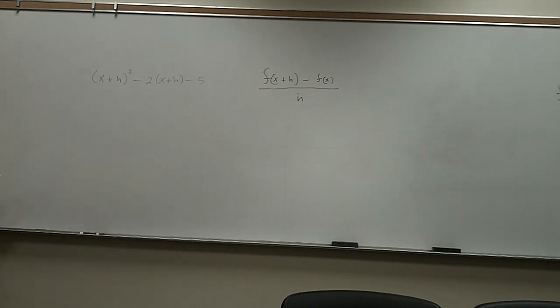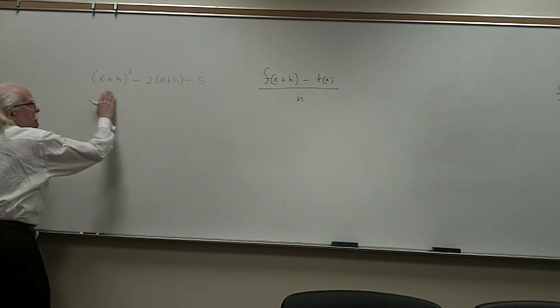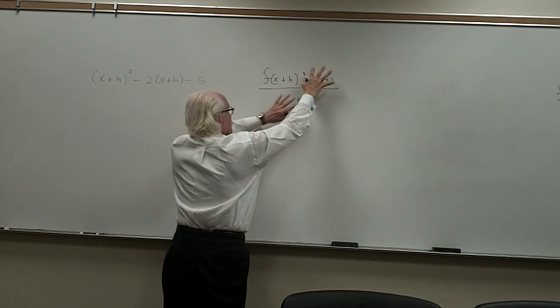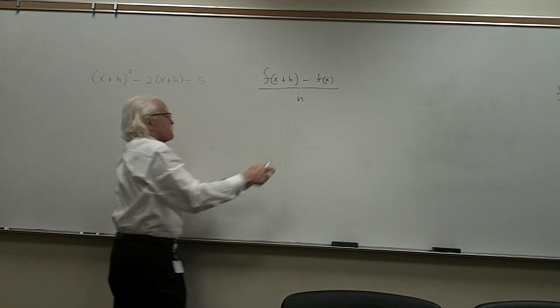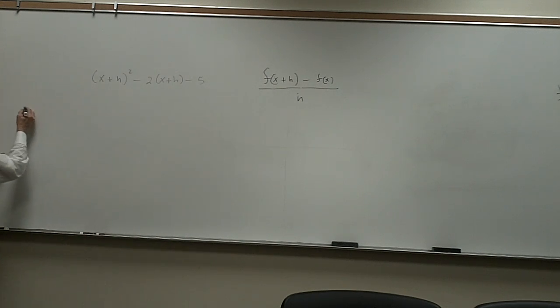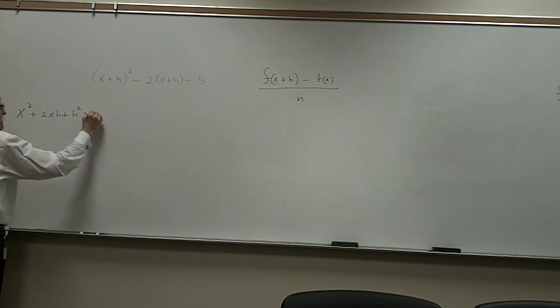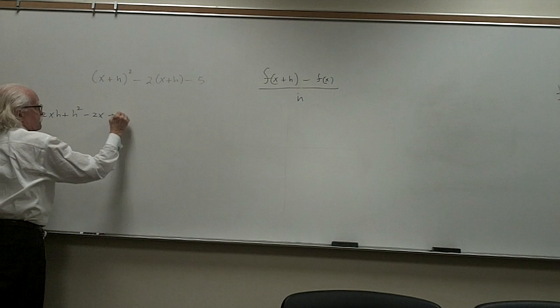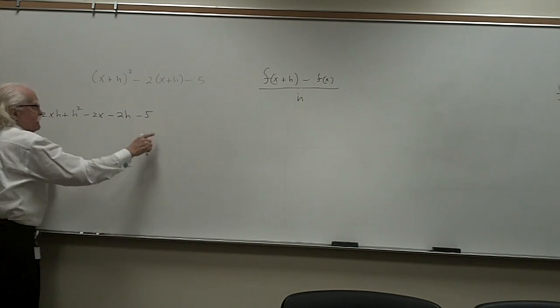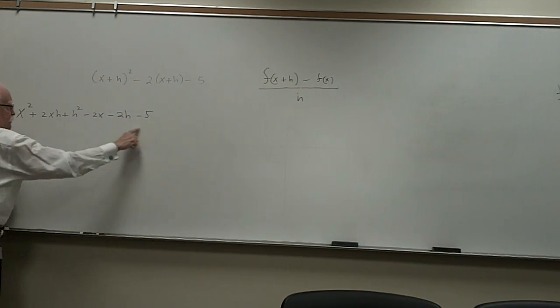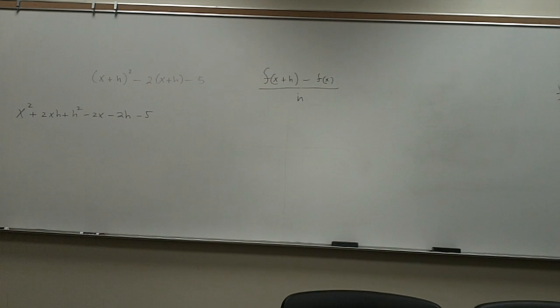Now, if I just do this part right here, remember, this is this right here. So if that is the case, then this becomes x squared plus 2xh plus h squared minus 2x minus 2h minus 5. Does everybody see that that's what I get when I do that work? Everybody follow me?